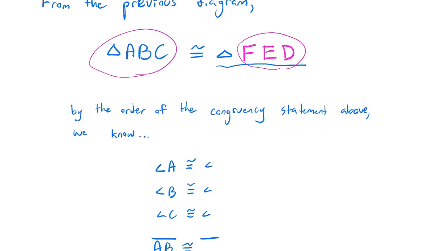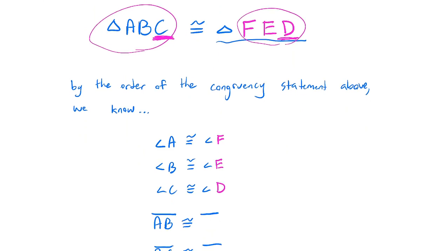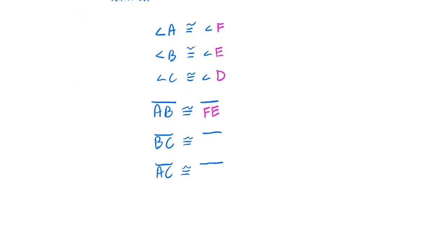Okay, so from this, we could now list all the things that are matching, not even looking back at the picture. Angle A is the same as angle F. Angle B is the same as angle E. Angle C is the same as angle D, just because C is the 3rd letter, D is the 3rd letter. AB is the same as FE or EF. It doesn't matter which points you put first. And then BC is the same as ED. Woo!